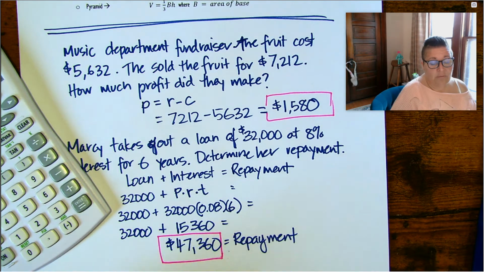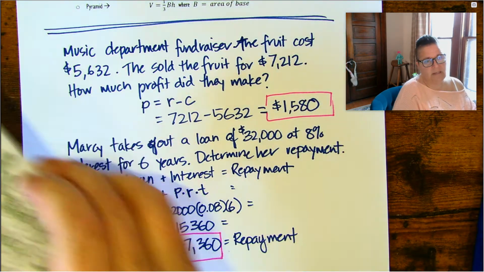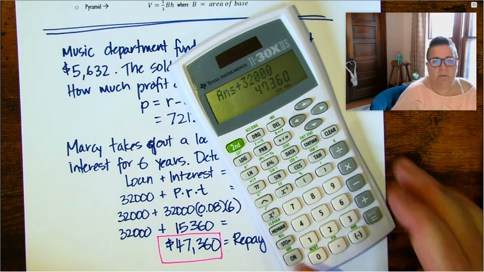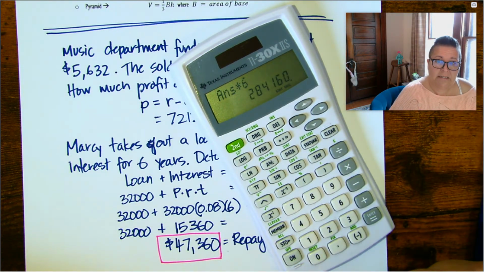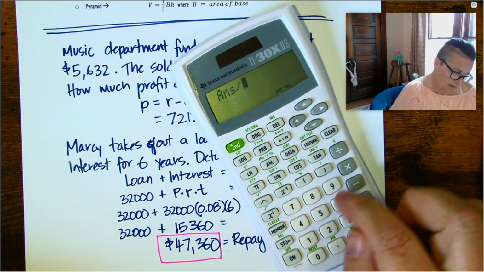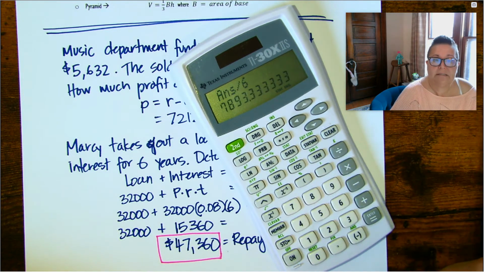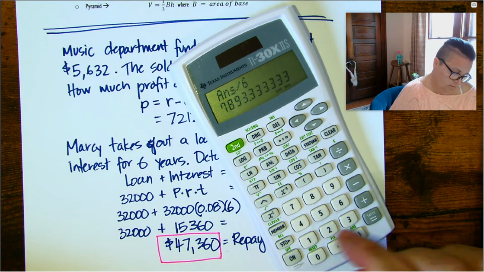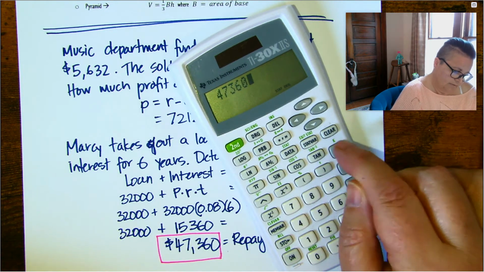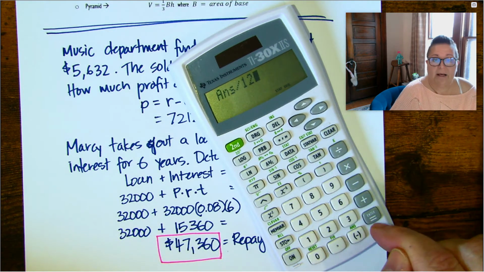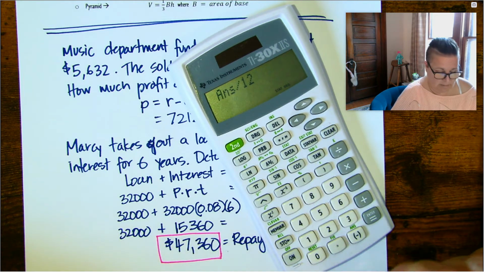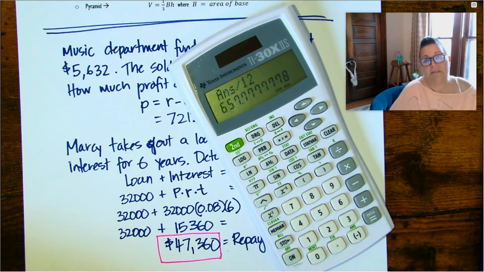And if we were going to do monthly installments on this, just because I'm curious, we're going to take the 47,360. We're going to divide that by 6. 47,360 divided by 6. There we go. And then I'm going to divide this by 12 because I'll make 12 payments. And now you can see the payment is $657.